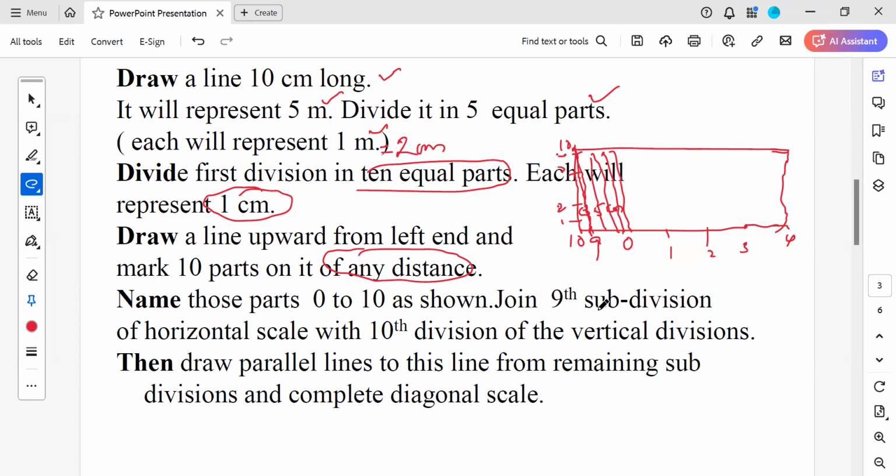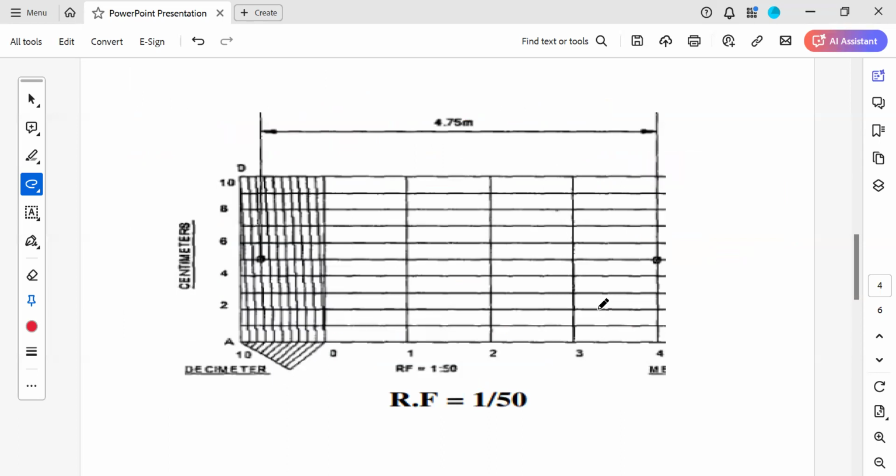Let us go to the problem. So this is the thing. Total length should be a minimum of 10 centimeters. This length is 2 centimeters, this is 2, this is 2 centimeters, this is also 2 centimeters. So total 2 plus 2 plus 2, the total will be a minimum of 10, representing 4 meters on this side and 5 meters in total. Total 10 centimeters will be representing 5 meters.